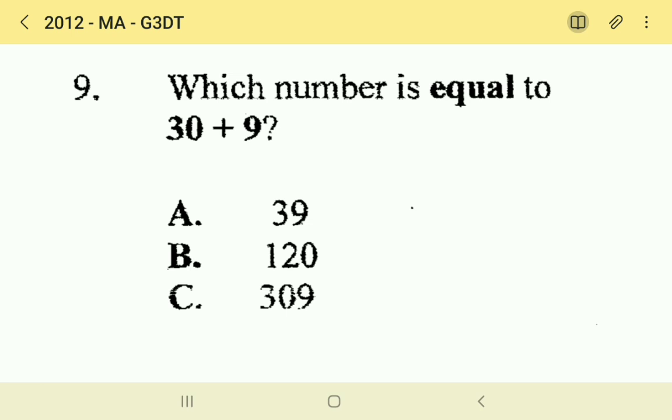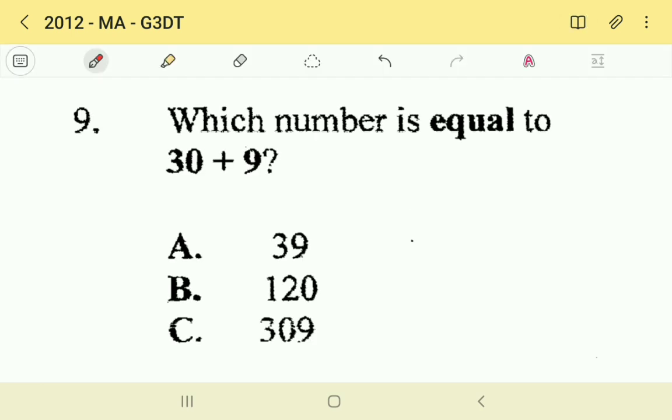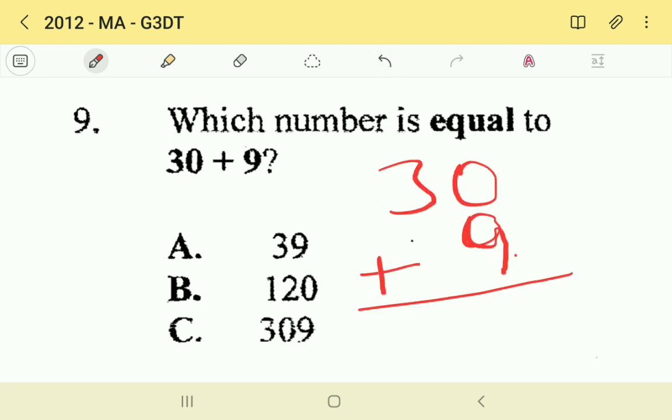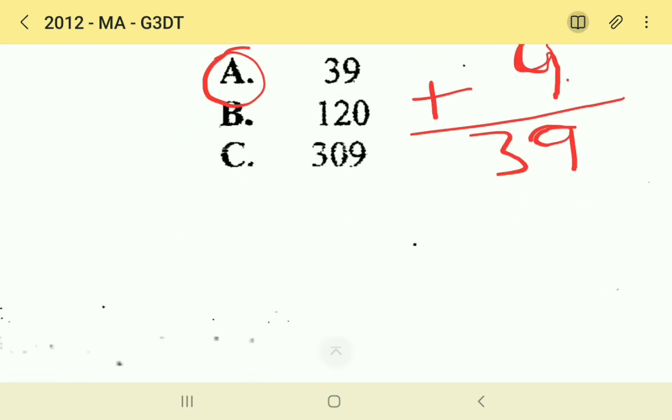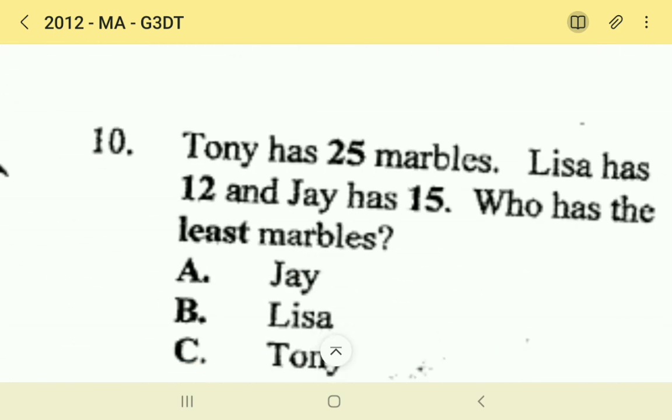30 plus 9, 39. But for those who will need to set out, you're going to set 30 and you put your 9 because it's 9 ones. 9 plus 0, you have your 9 still. So that's 39, which is at A. Moving on to number 10.